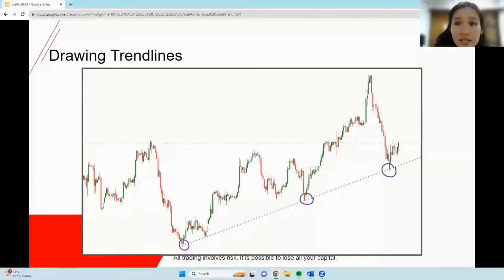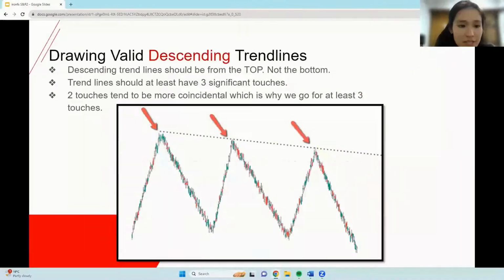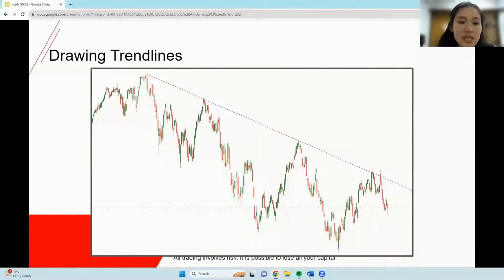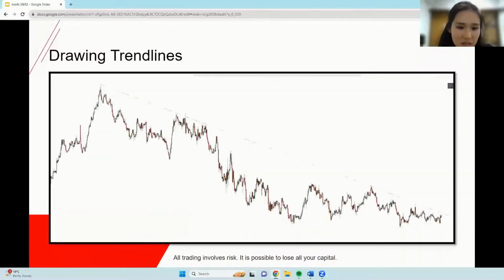Okay, here's another example, and here is an example of a descending trend line. So similarly to ascending, they should also have at least 3 significant touches, but for descending, they should be drawn from the top and not the bottom. Okay, here's another example. In this case, we have really nice 4 swing highs that touch our trend line. Okay, but 3 is enough.